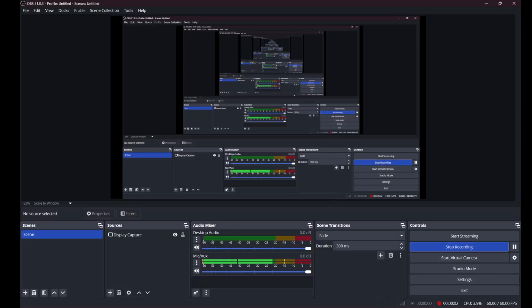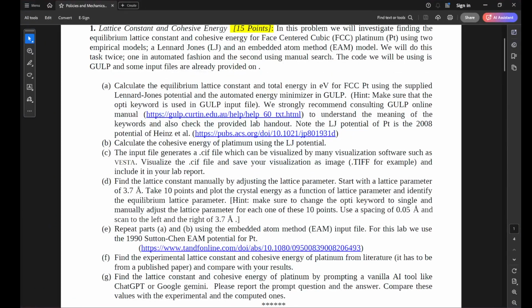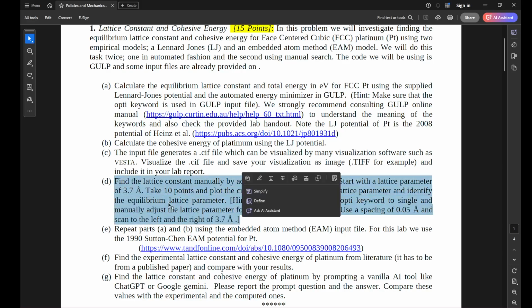Hello everyone, and welcome to the last video in solving the first problem related to the empirical energy models, which is concerning the FCC platinum, its lattice constant, and its cohesive energy. We accomplished the first three requirements, and in this video we'll cover the last four requirements. So let's start by addressing this one.